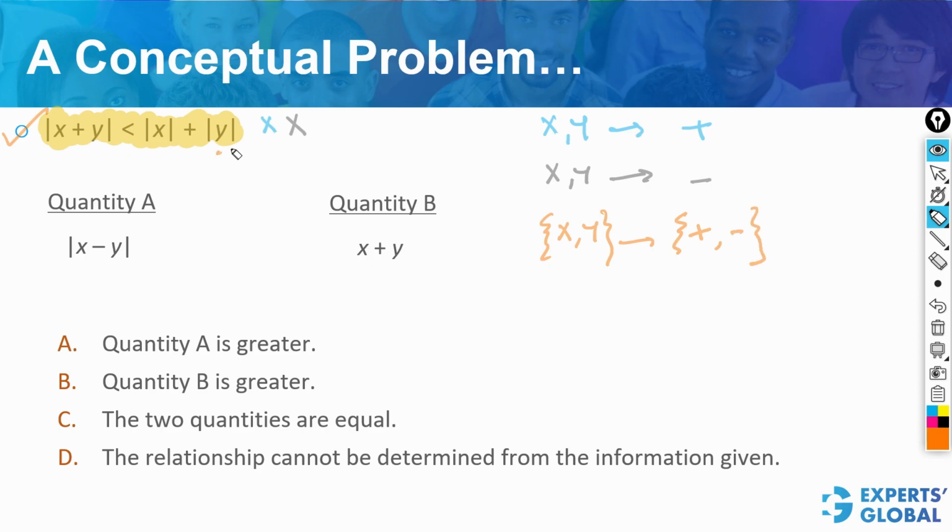This is when the individual magnitudes become greater than the combined magnitude. In such cases, you will see that the sum of x and y would be a smaller quantity because one term is positive, the other is negative.